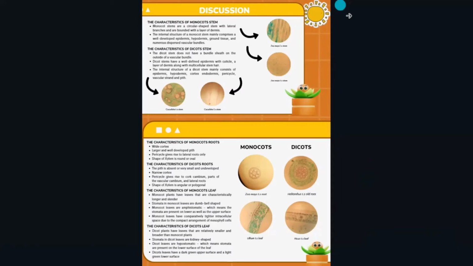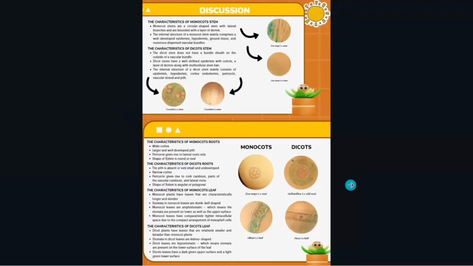For the next, the characteristics of a dicot leaf. The first is that dicot plants have leaves that are relatively smaller and broader than monocot plants. The second, stomata in dicot leaves are kidney-shaped. The third, dicot leaves are hypostomatic, which means stomata are present on the lower surface of the leaf. And the last, dicot leaves have a dark green upper surface and a light green lower surface. So we got a dicot tissue plant for the Ficus TS leaf.